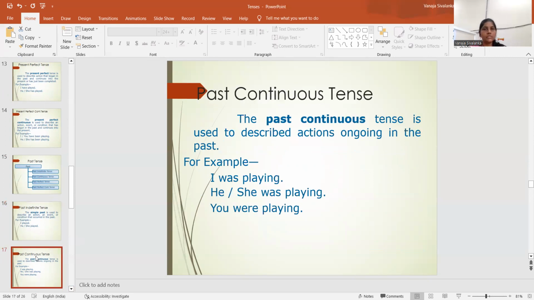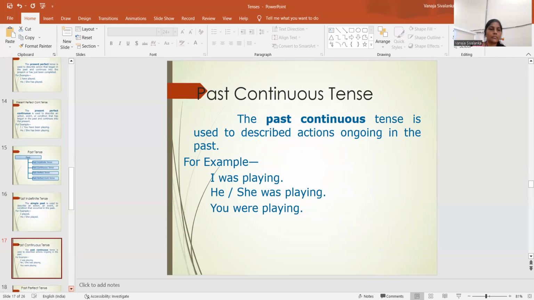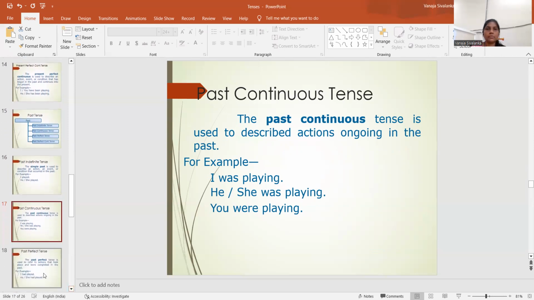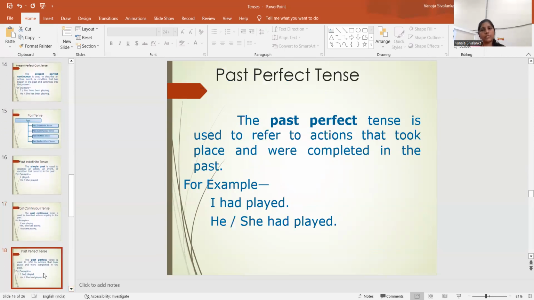Past continuous tense. The past continuous tense is used to describe actions going on in the past. For example, I was playing, she was playing, we were playing. Past perfect tense. The past perfect tense is used to refer to actions that took place and were completed in the past. I had played and she had played.